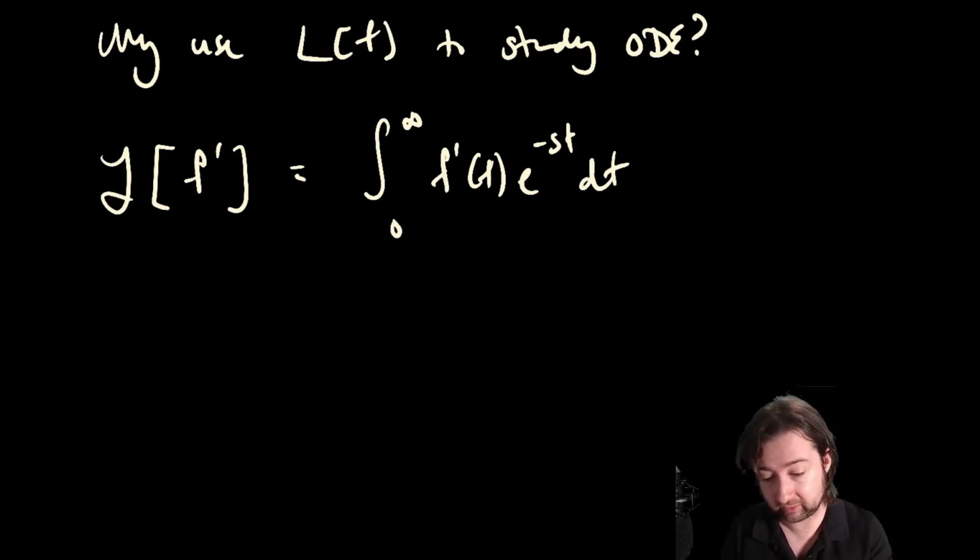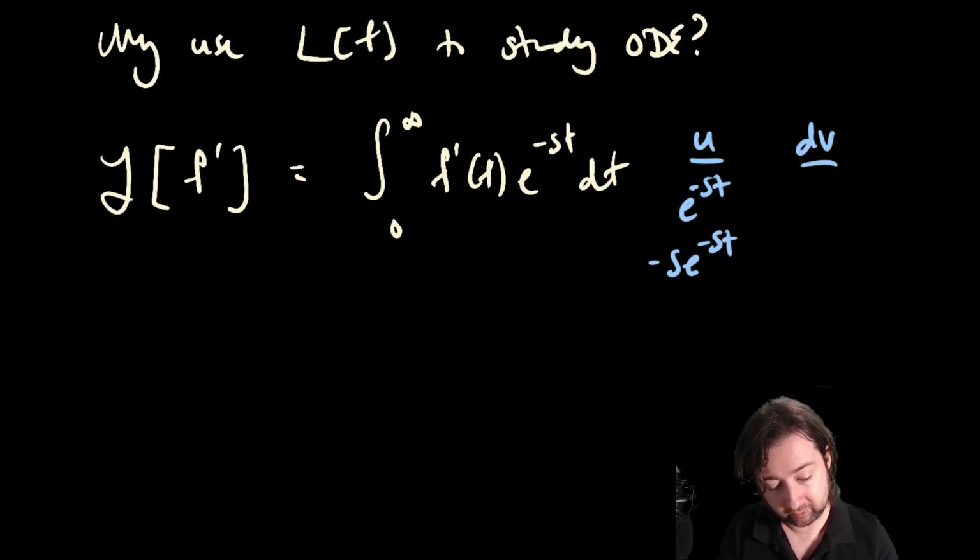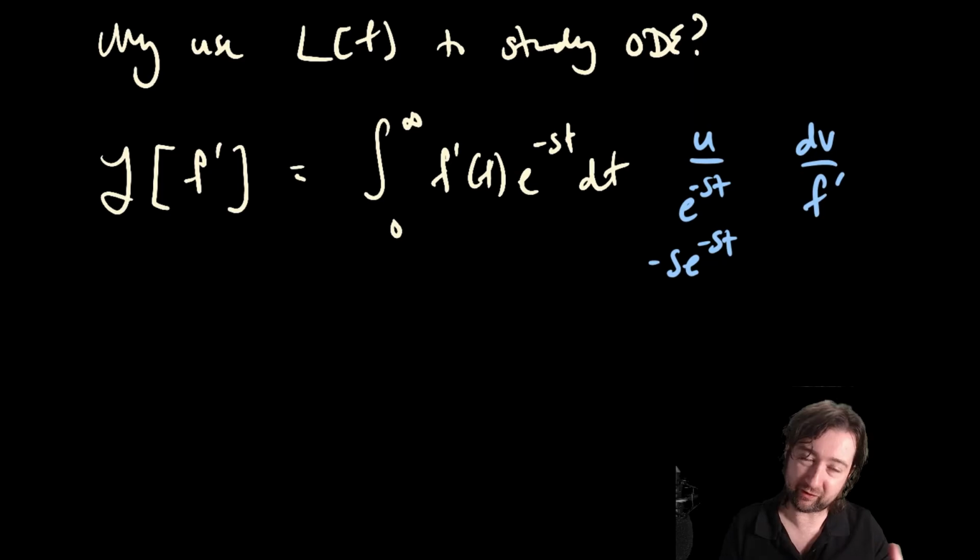I'm going to use integration by parts here. If u is equal to, let's say, what do I want to take the derivative of? e to the minus st. That's what we need to do here. I take the derivative, and I'm going to get minus s e to the minus st. So dv will be f prime, because if I integrate f prime, I get f.